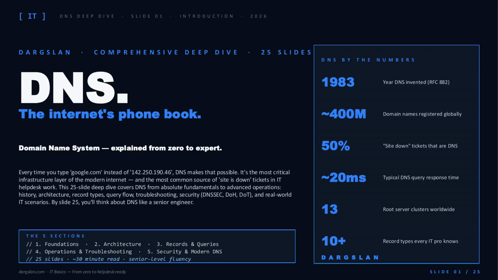Welcome to a 25-slide deep dive into DNS, the quiet system that turns every name you type into a working connection on the internet. Think of it as the internet's phone book. When you ask for Google.com, DNS is what hands back the actual IP address around 20 milliseconds later every single time. It's also, by some estimates, behind nearly half of all "site is down" help desk tickets, which is exactly why we're starting here. Over the next 24 slides, we'll move from foundations through architecture, records, operations, and modern security until you're thinking about DNS the way a senior engineer does.